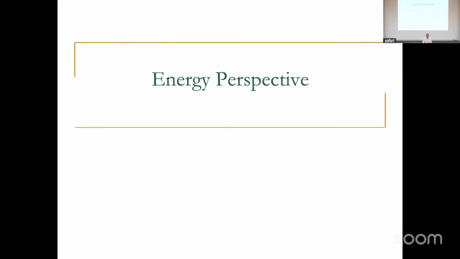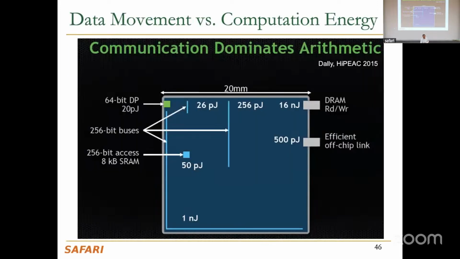Let's talk about energy. Energy is even worse. If you look at data movement versus computation energy, this is data from NVIDIA. It's old data. Things have improved a little bit, but the relatives remain the same. So if you look at an arithmetic operation, a 64-bit double precision arithmetic operation, it's cheap, 20 picojoules only, even at the time. A DRAM access is 16 nanojoules. So the difference between those is 800x if you do the calculation. And there are other numbers over here, where even a small SRAM access is 50 picojoules, more costly than computation, as you can see, right?